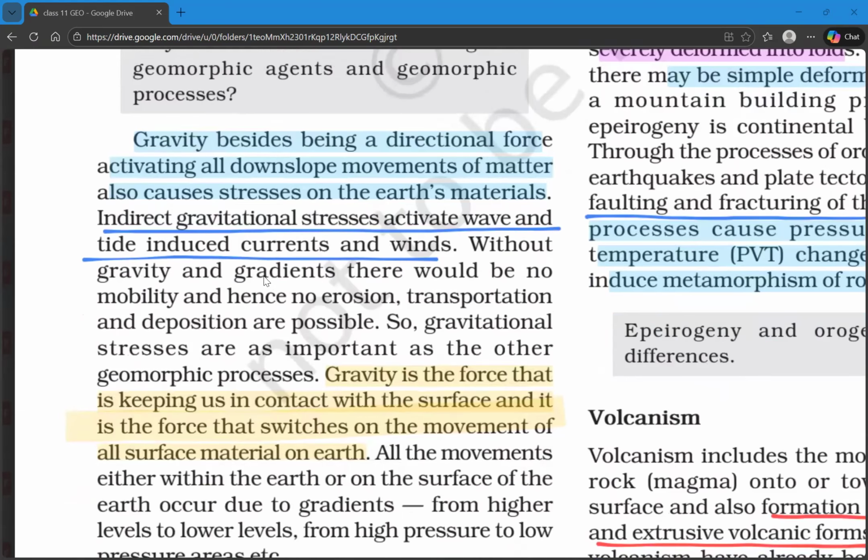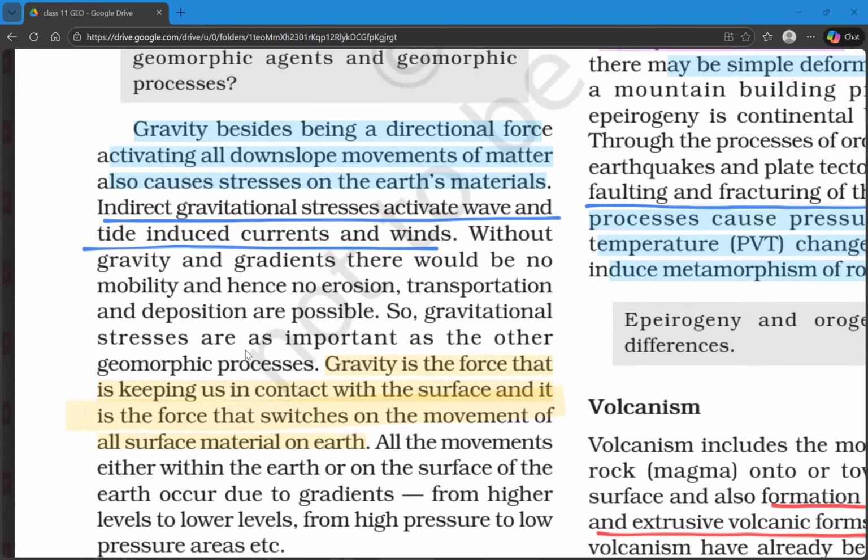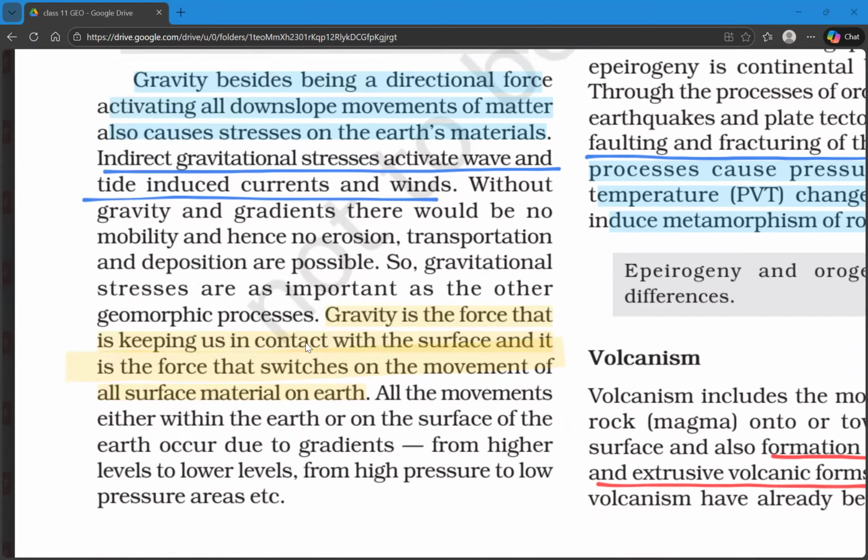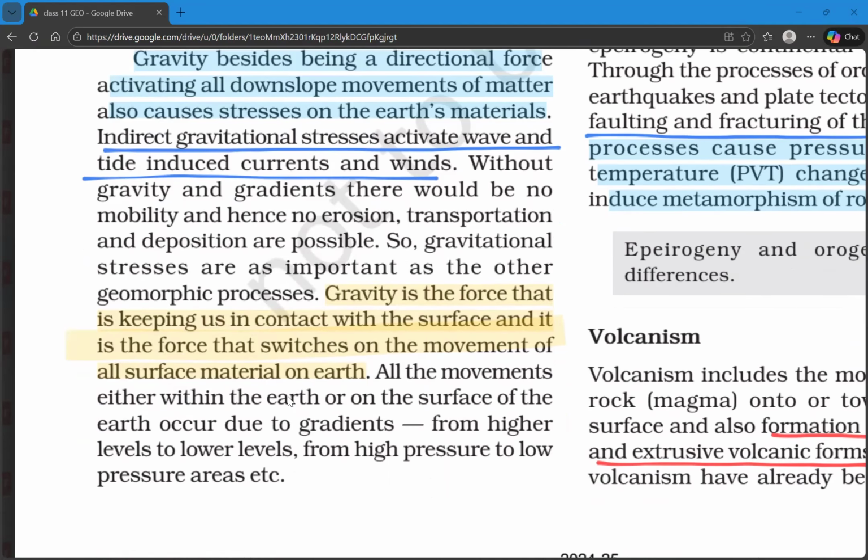Without gravity and gradients, there would be no mobility, hence no erosion. So if there is no gravity, there is no gradient, there is no mobility, and then no erosion. So gravitational stresses are as important as the geomorphic processes. Gravity is the force that is keeping us in contact with the surface, and it is the force that switches on the movement of all surface material on Earth.